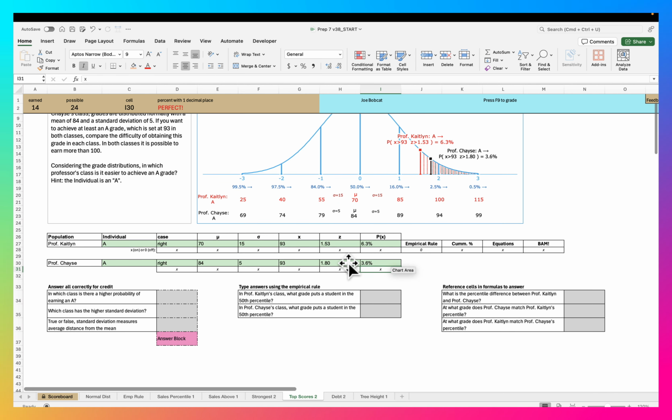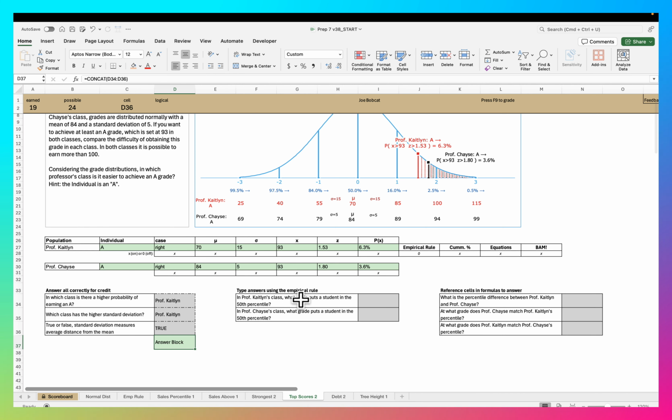All right. So in which class is there a higher probability of earning an A? That's going to be Professor Caitlin. And make sure you spell it just like it is over here. Which class has the higher standard deviation? In fact, you can even just go equals Caitlin like that. Higher standard deviation is also Professor Caitlin. And true or false, standard deviation measures the average distance from the mean. That is true.